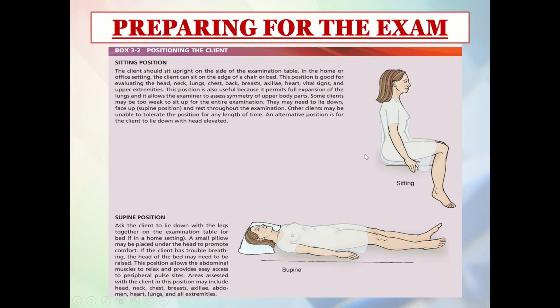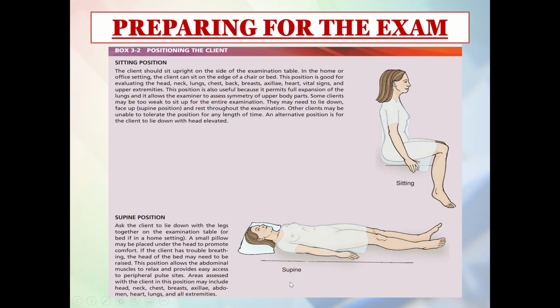So this is the sitting position. We already know this because we ourselves do this. Next, supine position. So basically lying down, with the legs together on the examination table. We can place a pillow under the head to promote comfort. This position allows the abdominal muscles to relax and provides easy access to peripheral pulse sites.